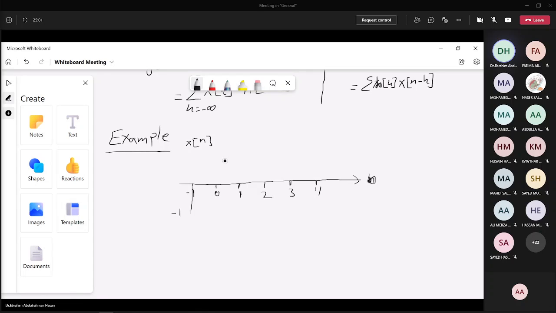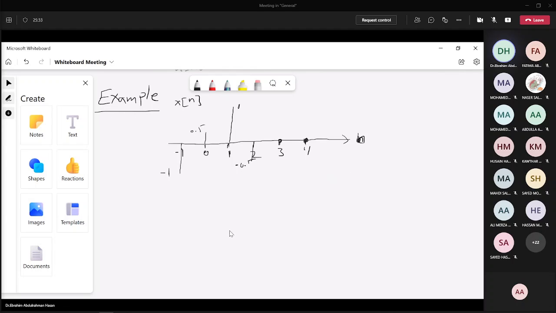At 0 equal to 0.5. At 1 equal to 1. At 2 equal to -0.5. At 3 equal to 0, 4 equal to 0. So this is my x of n. And h of n.